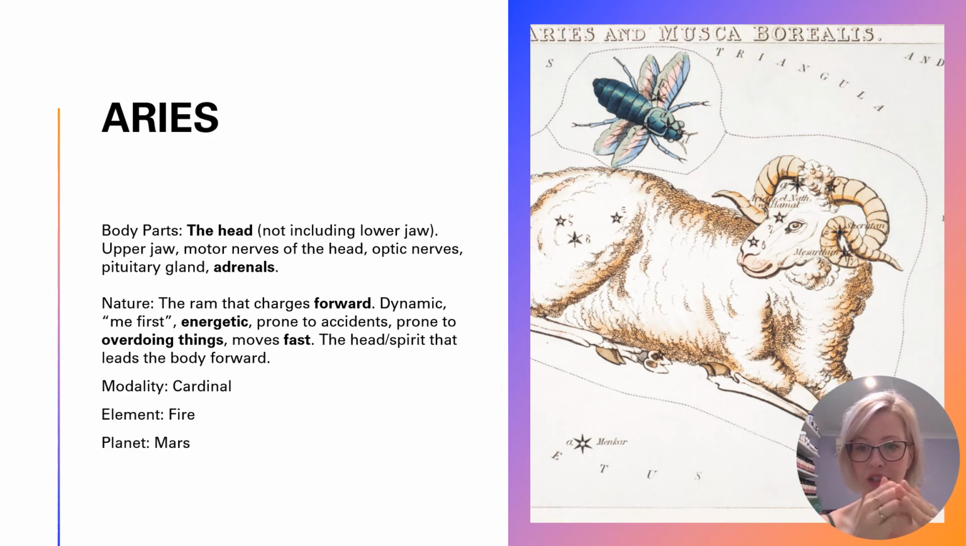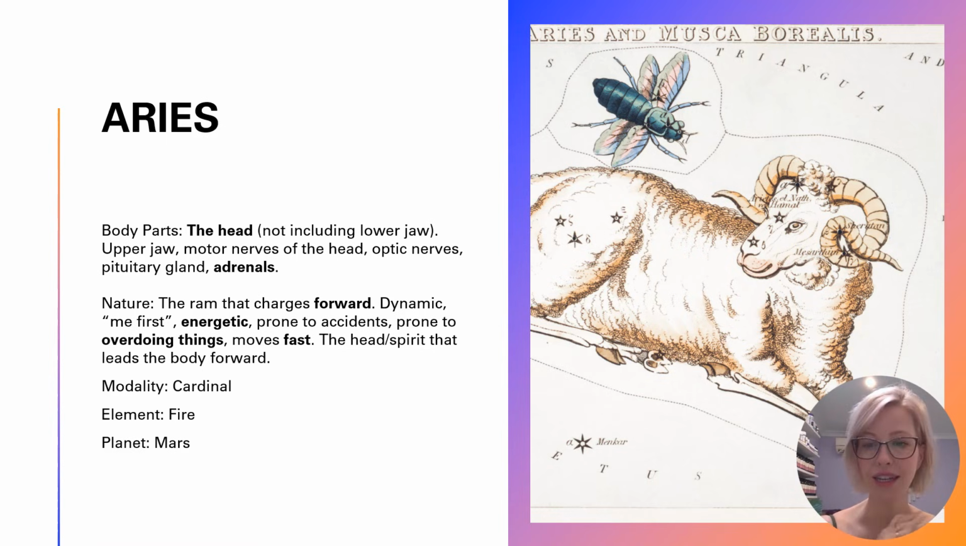It has a very me first, charging forward, number one attitude, right? So of course it rules the head, because the head is the first part of the body. It also rules the upper jaw, the motor nerves of the head, optic nerves, pituitary gland, and adrenals. The nature of Aries is the ram that charges forward. It is dynamic, me first, energetic, prone to accidents, prone to overdoing things and moving fast. It is the head and spirit that leads the body forward. So with Aries, we're generally thinking head, energy, adrenals.